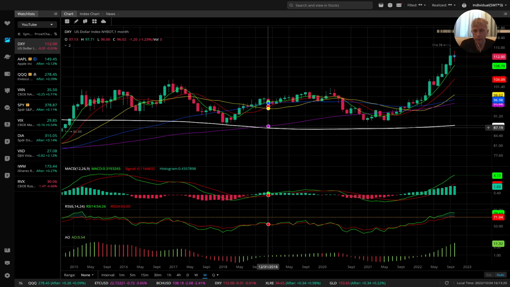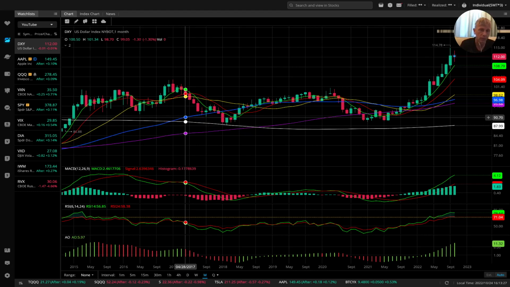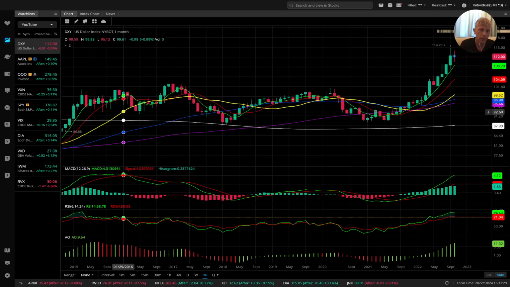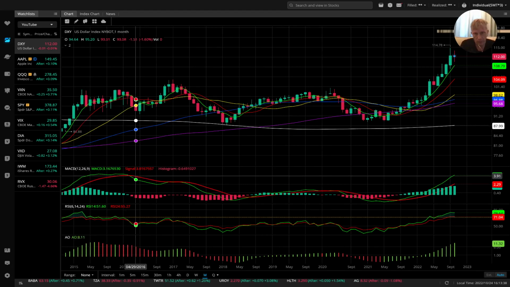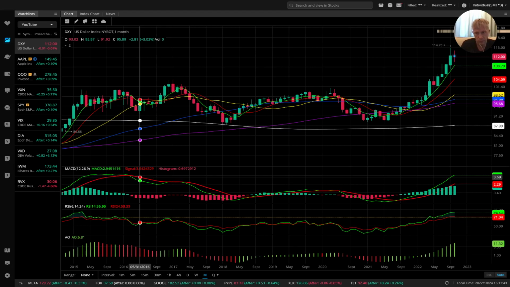White line is MA200. Purple line MA100, blue line MA50, yellow line MA20, red line MA10, and green line MA5. MACD indicator, green line it's a MACD, and red line it's a signal line.